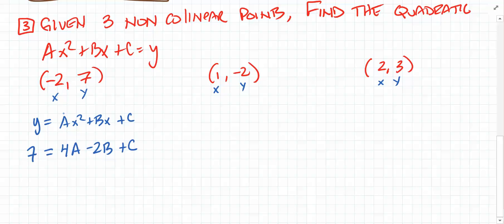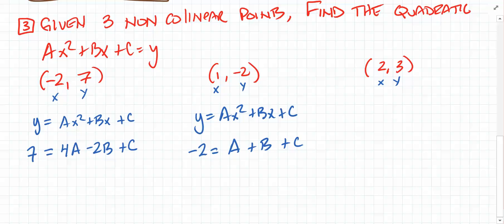Watch this. Y equals ax squared plus bx plus c. That's the generic quadratic, right? I know it has to satisfy when x is 1, y is negative 2. So negative 2 has to be, well, 1 squared is 1, so that's just a, plus b, and then plus c, right? Because x is a value of 1. And then I can also do the same thing for the third one as well. So when y is equal to 3, I'm getting, let's see here, 2 squared is 4, so that's going to be 4a, plus 2b, and then plus c.